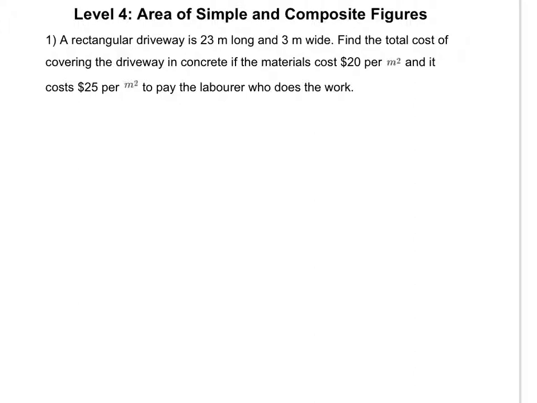A rectangular driveway is 23 meters long and 3 meters wide. Find the total cost of covering the driveway in concrete if materials cost $20 per square meter. So that means for every square meter that you need to cover in concrete, you have to spend $20 on materials. And also, for every square meter, you have to pay $25 to the labourer, to the guy who's going to do the work. So that means you're going to have to pay $45 per meter squared, because it's 20 for materials and 25 for labour.